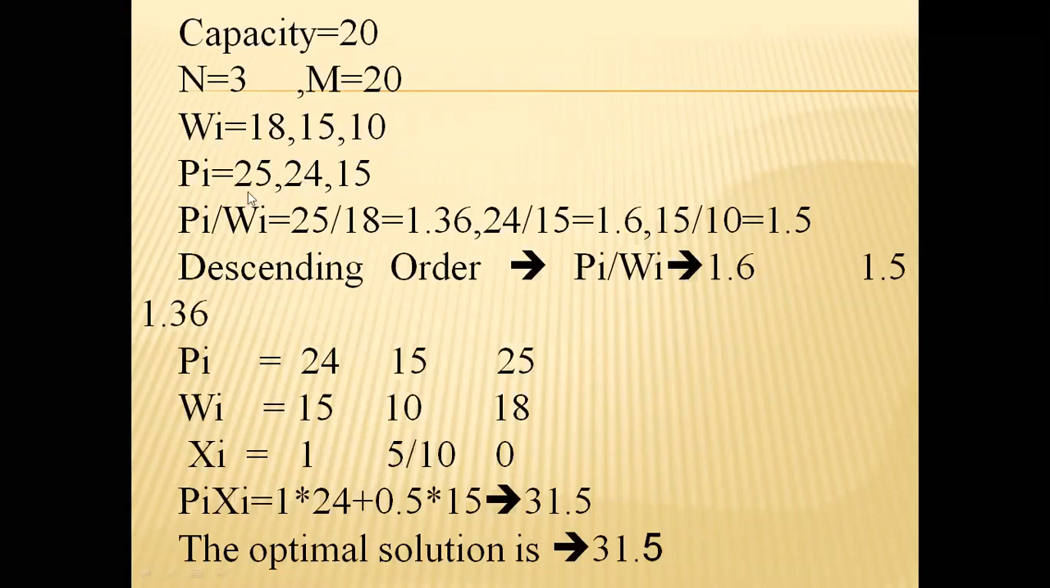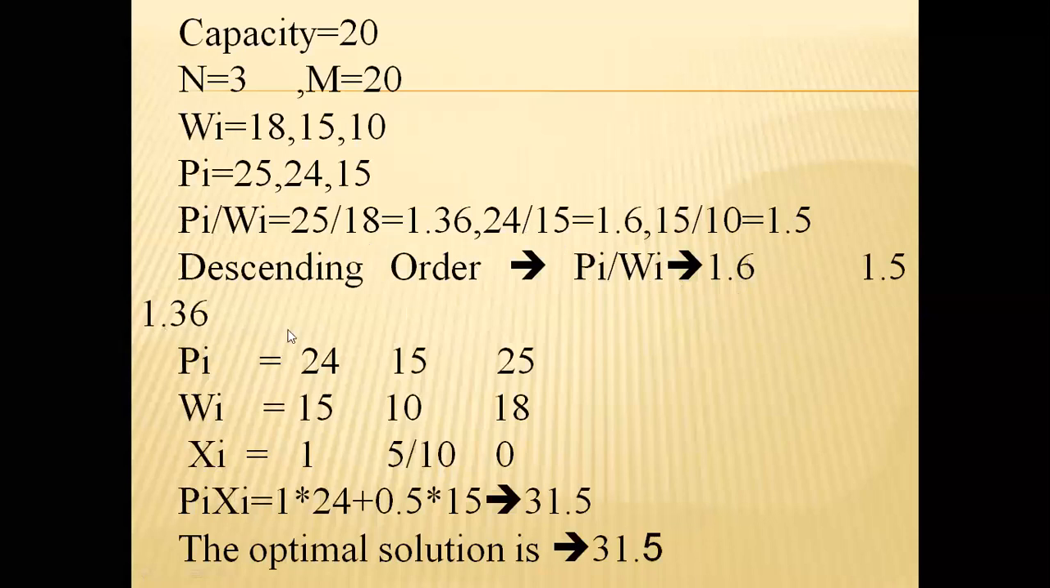So here we reorder the objects by P of i by W of i. Calculate P of i by W of i for each object: for the first object 25 by 18 is 1.4, for the second object 24 by 15 is 1.6, and for the third one 15 by 10 is 1.5. Reorder the objects, so the object with the maximum P of i by W of i is placed first, that is 1.6, then 1.5, then the first object.